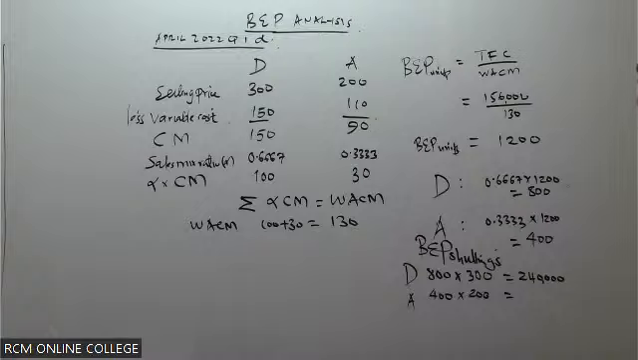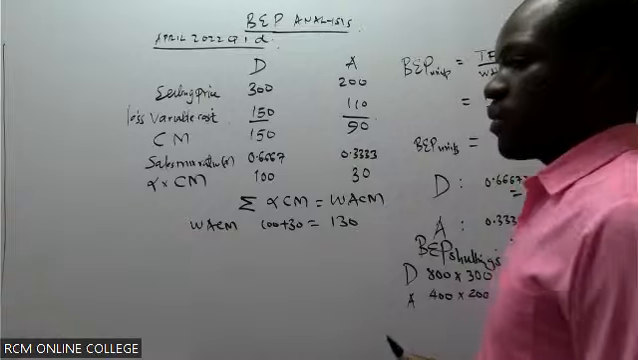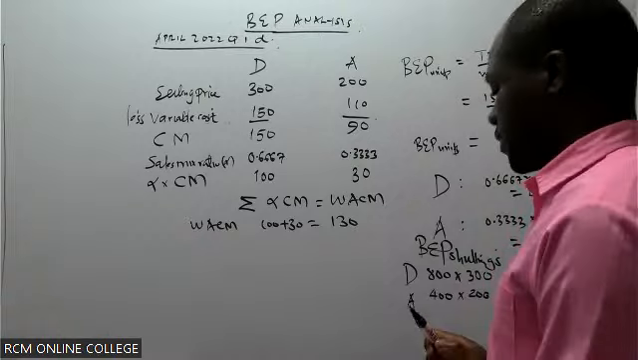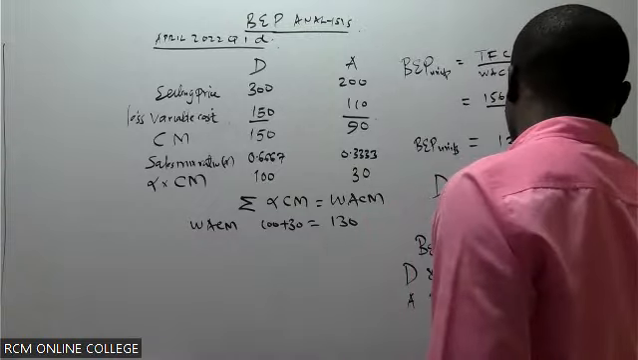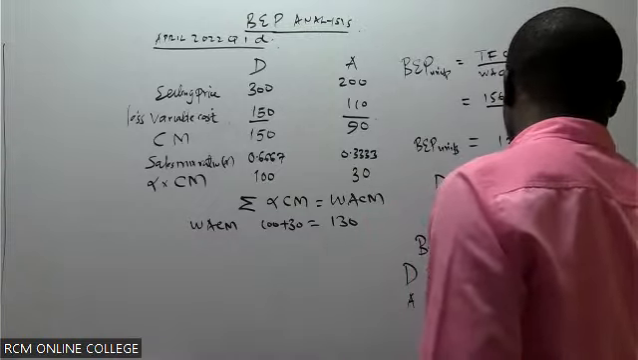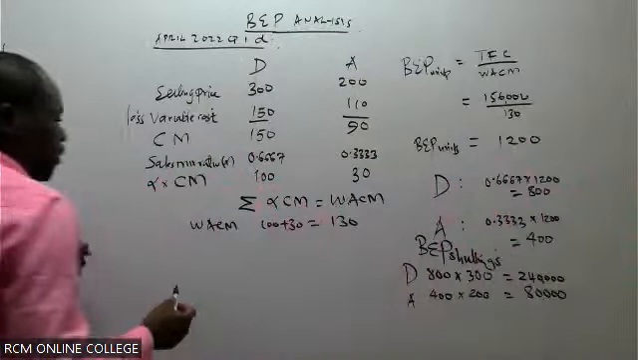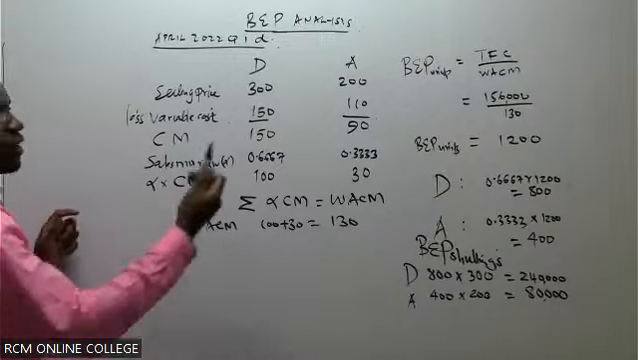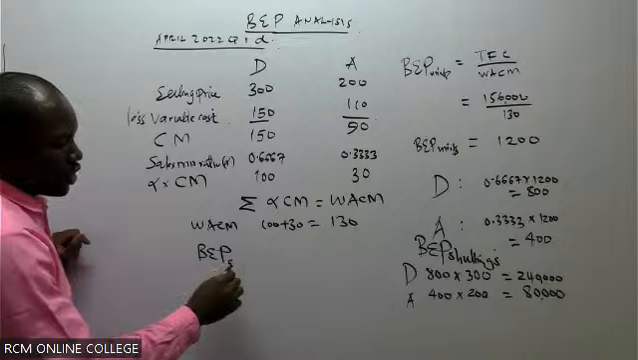Why are we multiplying the sales mix ratio by the break-even point? Can someone assist our friend there? Why are we multiplying the two? Remember the break-even point in shillings of a single product.